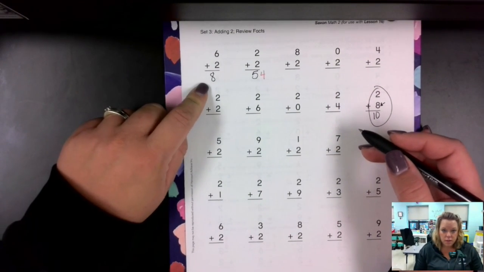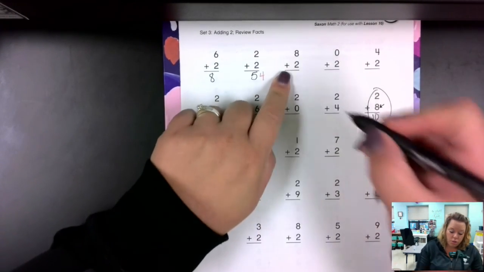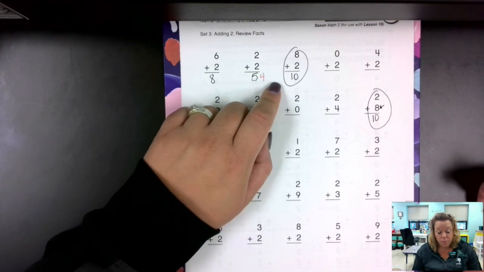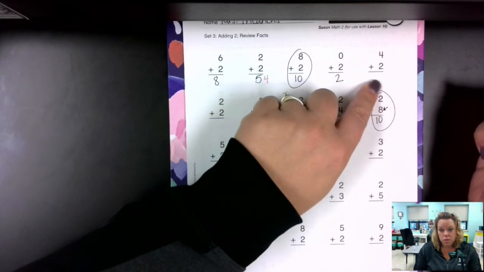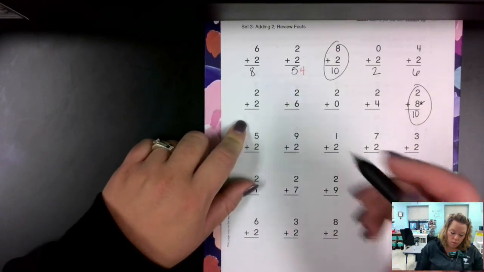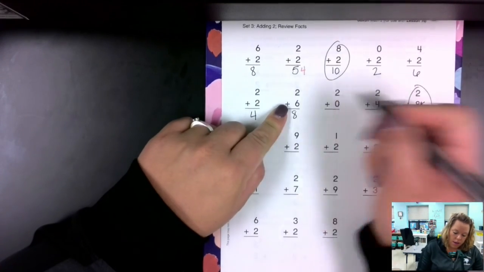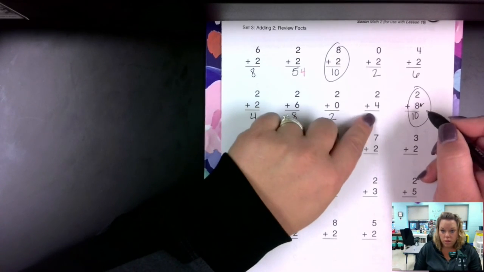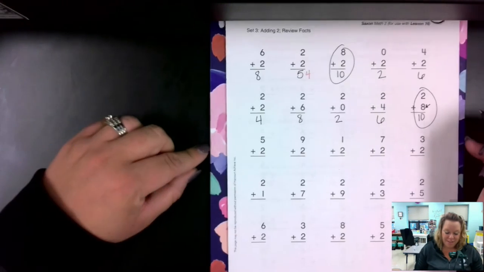6 plus 2 is 8. 2 plus 2 is 4. 8 plus 2 is 10. Remember, that's a sum of 10. That's important. 0 plus 2 equals 2. 4 plus 2 equals 6. 2 plus 2 equals 4. 2 plus 6 equals 8. 2 plus 0 equals 2. 2 plus 4 equals 6. 2 plus 8 is 10. We did that one together.